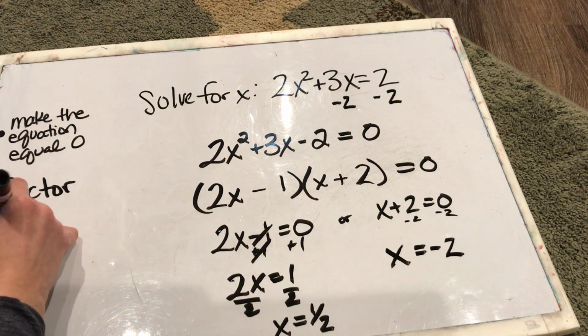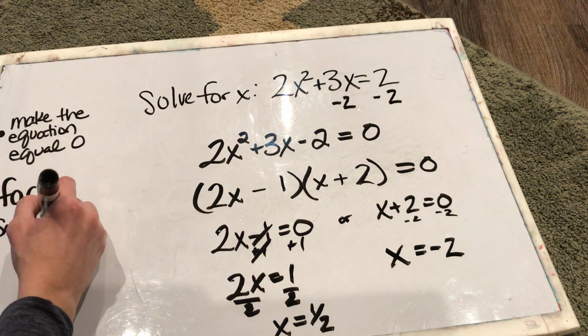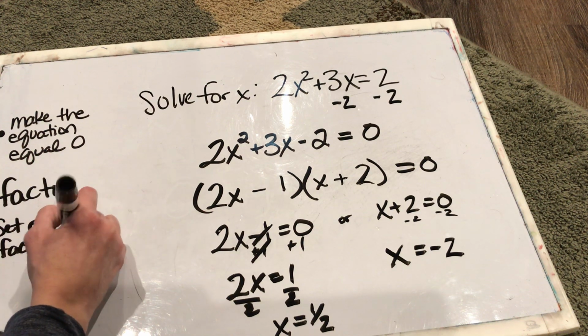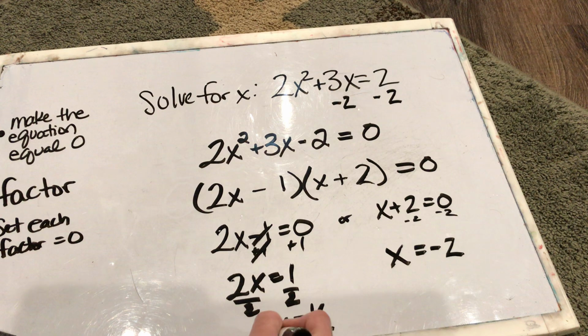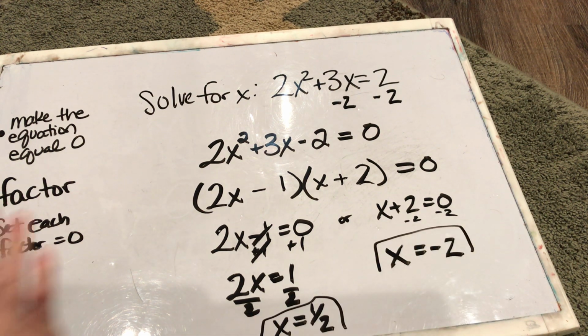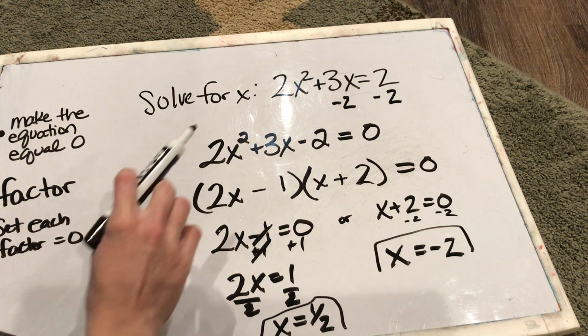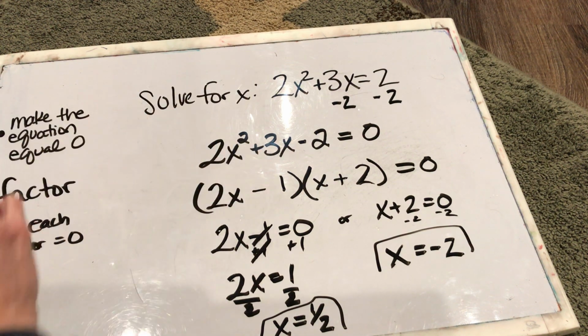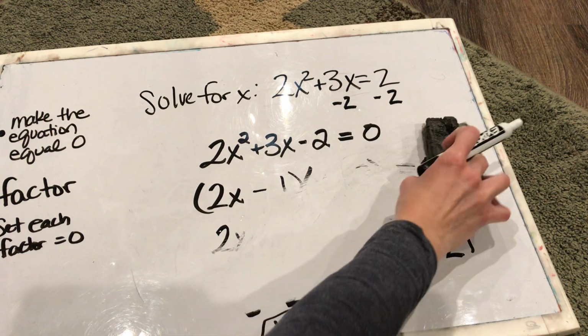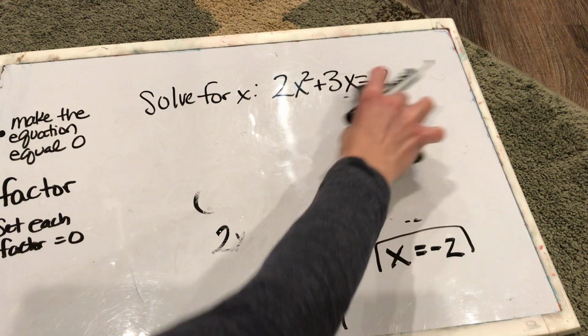So my last step was to set each factor equal to 0. And that's what I did, and I got this answer and this one. Now I'm going to erase in between, and I'm going to plug it into our original equation to make sure that both of these work, because there's two answers here. They can't both work, right? We just need one answer? Well, let's find out.